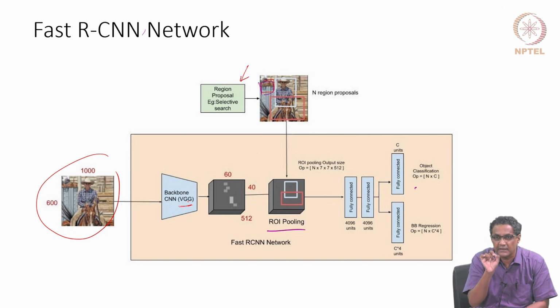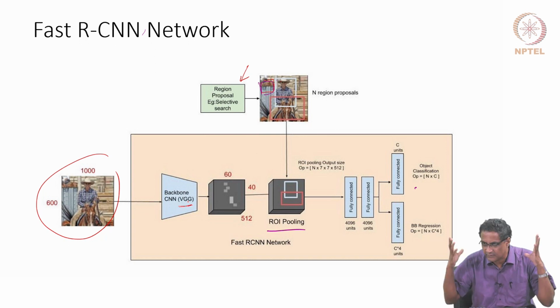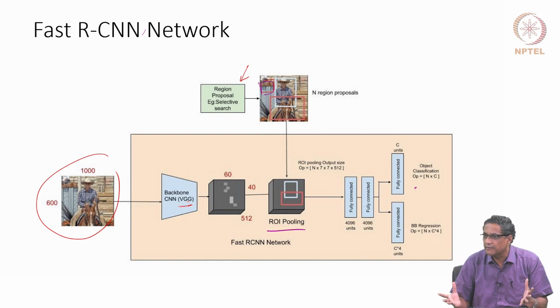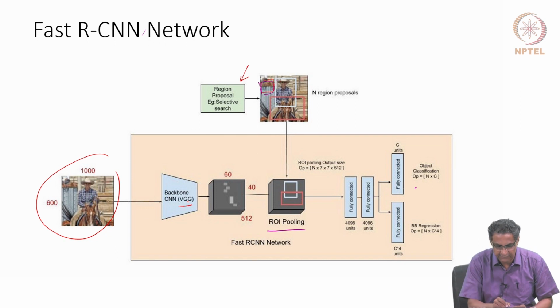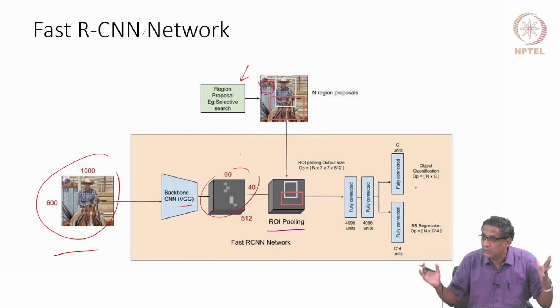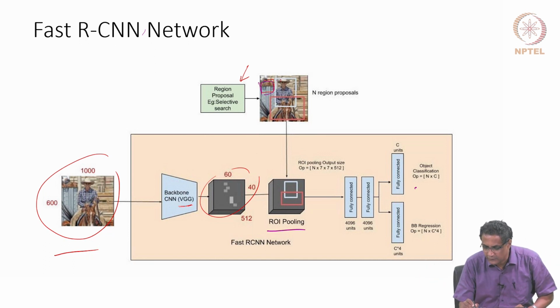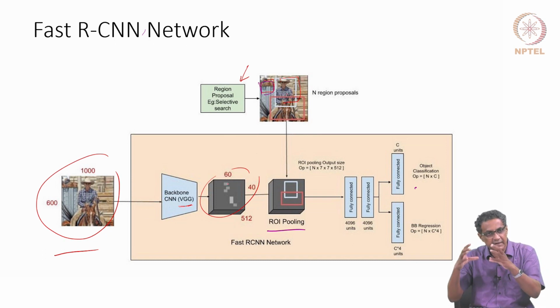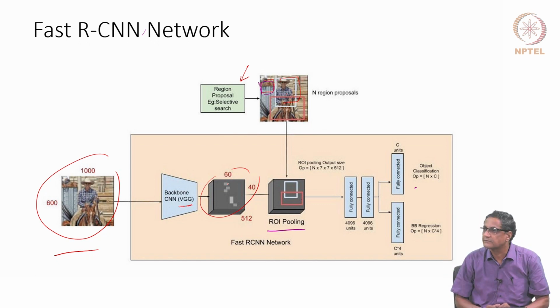Now, if you think about it, this convolutional feature map has all the information, because I have taken the entire image on the left, and for this I have a convolutional feature map, which is this whole volume that I have. Now, if you give me a proposal here, I can find out which volume sitting inside this maps to that region, correct?